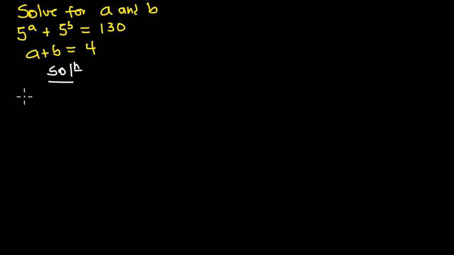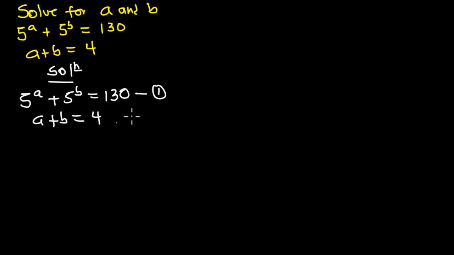So from the question we were given 5 to the power a plus 5 to the power b is equal to 130. So let's call this equation 1. Then we were also given a plus b is equal to 4. Now let's call this equation 2.